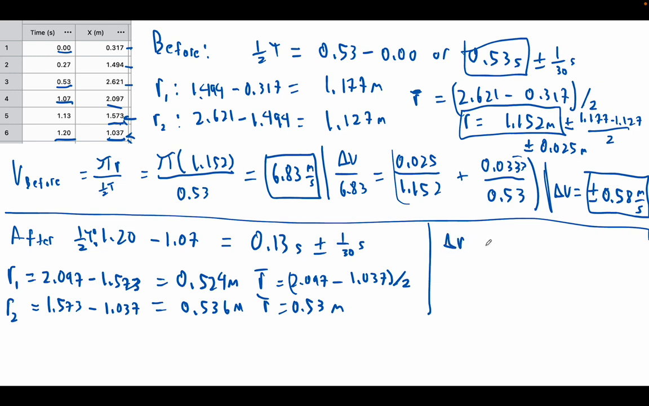Now let's find the uncertainty of R. The uncertainty of R after is going to be 0.536 minus 0.524. I'm using these guys here, I calculated 2 different radii, and I'm going to divide that by 2. So the delta R, the uncertainty of R afterwards, is this guy minus this guy divided by 2. 0.006. Wow, I held really still. That's crazy. 0.006 meters.